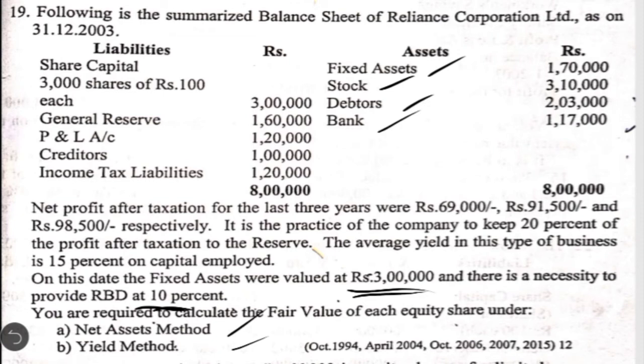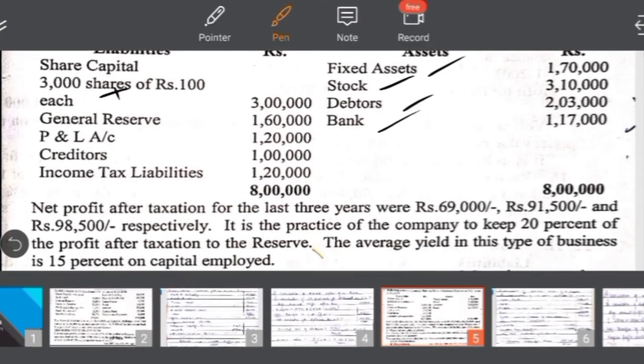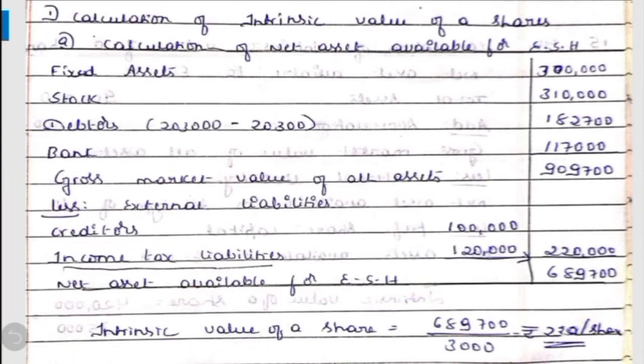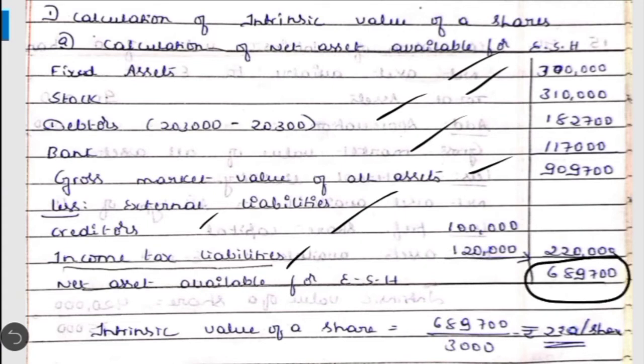From this total we are going to deduct the liabilities to outsiders. So share capital is not a liability, general reserve no, profit and loss account no, creditors is a liability, income tax liability. So these are the two liabilities we have to deduct from the gross market value of all assets. So here fixed asset, stock, debtors less RBD at 10%, bank balance, gross market value of all assets we get 9,09,700, less external liabilities, creditors and income tax liabilities, we get the net asset available for equity shareholders to be 6,89,700.